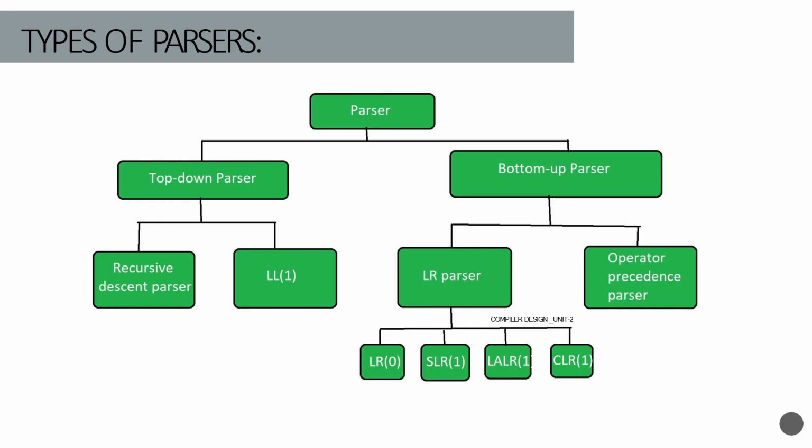So what does LR denote? The L denotes left-to-right scanning, and the R denotes rightmost derivation in reverse. These are the four types of LR parser. LR(0): as I told, in LR, L denotes left-to-right scanning and R denotes rightmost derivation in reverse. In SLR, S denotes simple; in LALR, LA denotes look-ahead; and in CLR, C denotes canonical.